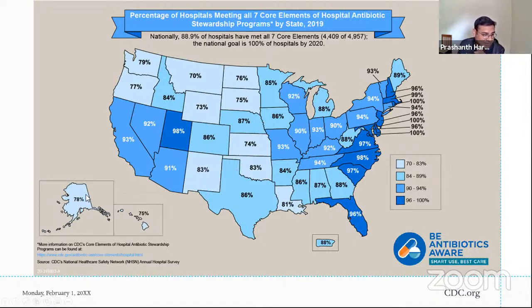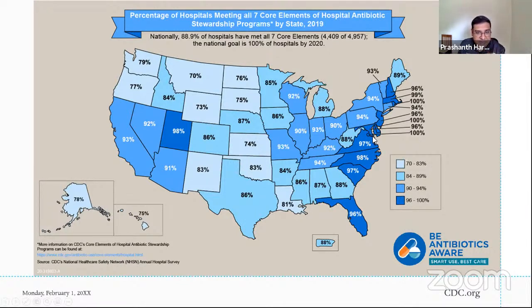You can see that in Alaska, in Puerto Rico, in Montana, and in the state of Washington, they are below 80%. So they are not adhering to this protocol. So that doesn't mean that developed nations have a very superior antibiotic stewardship program. We are not able to keep up with the standard.